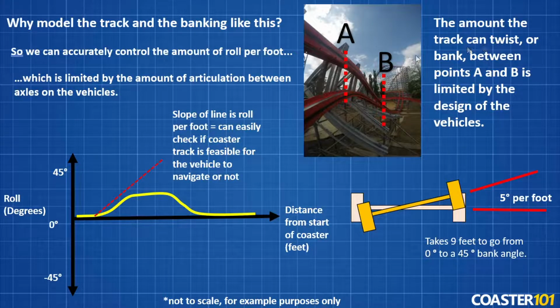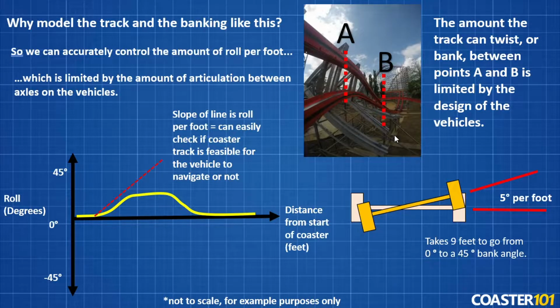So the amount the track can twist or bank between 2 points is limited by the design of the vehicles, how much the axles can move or rotate with respect to one another. Now on Holiday World's YouTube channel, there is an excellent video of the late Will Cook explaining how when they moved cars from the Raven roller coaster over to the Voyage, they had to modify the cars because the track on the Voyage can twist more per foot than the Raven could.